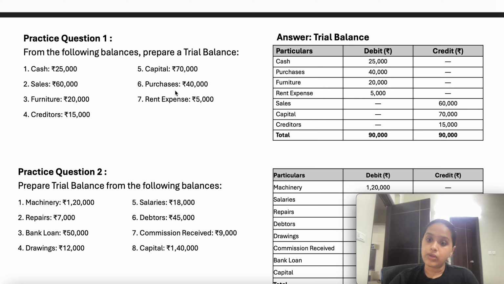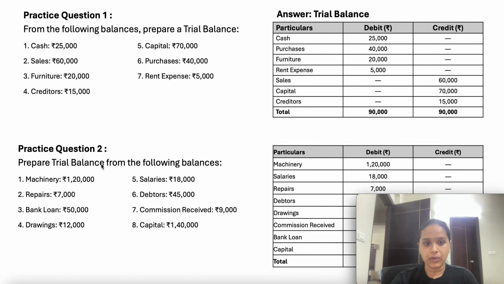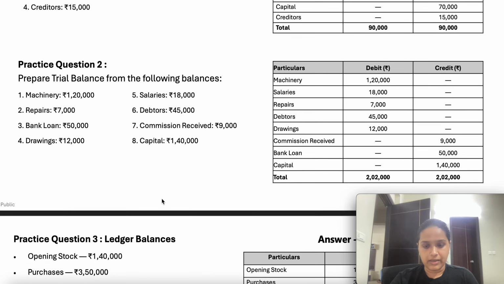And you can also apply the rules that we have learned in the journal entry. We have three types of accounts: one is personal, second is real, and third is nominal. You can apply these and prepare the trial balance. Okay, in the next question we can apply them and find the answers.